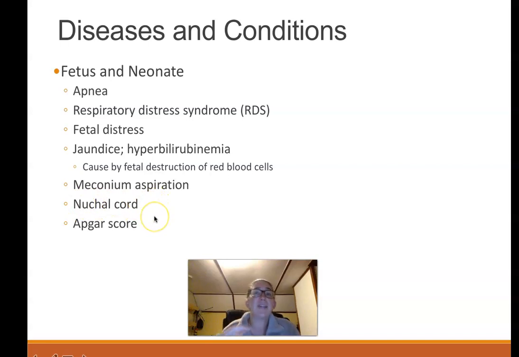Nuchal cord is the cord wrapped around the neck. If the fetus comes out and the cord is wrapped around the neck, that can be dangerous.